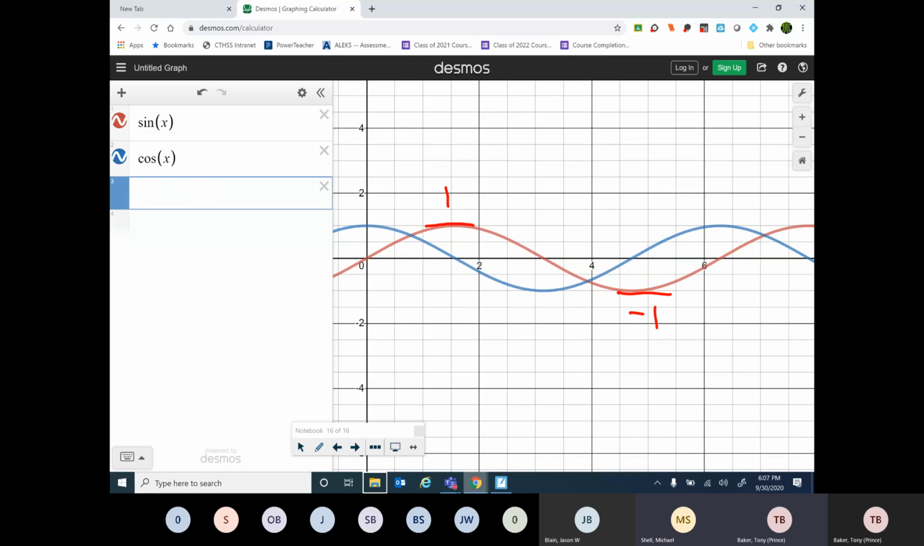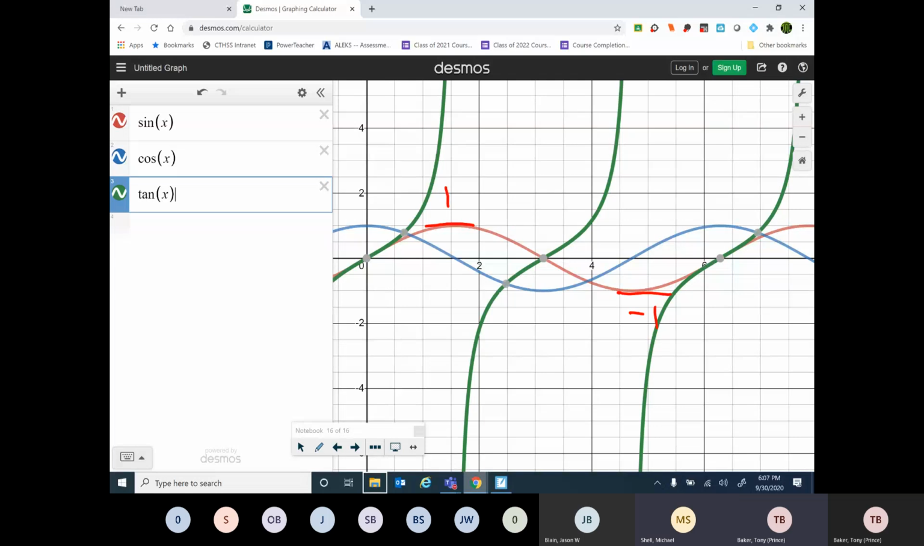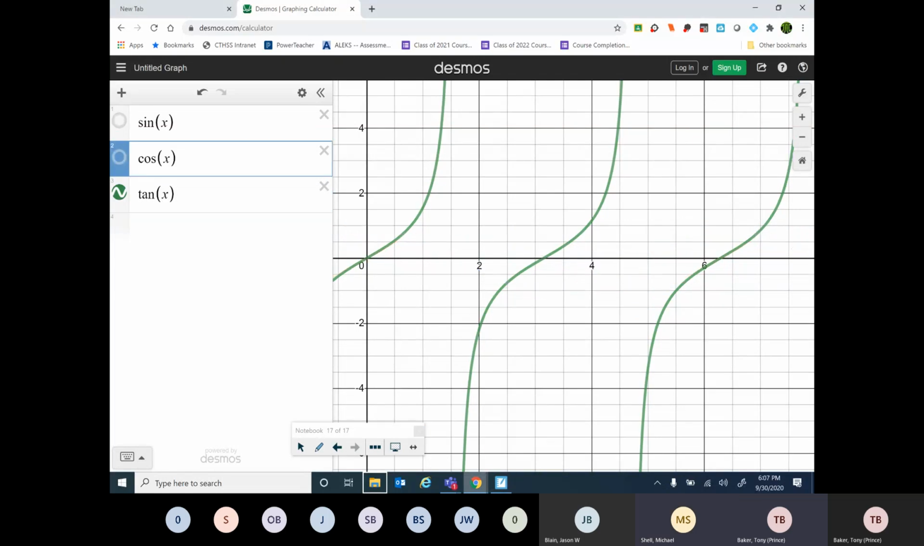If we look at tangent of x, we're going to notice something different. If I turn off sine and cosine, tangent of x actually has values that do not work. So we're going to have domain restrictions when we're looking at tangent. However, my range is all real numbers.